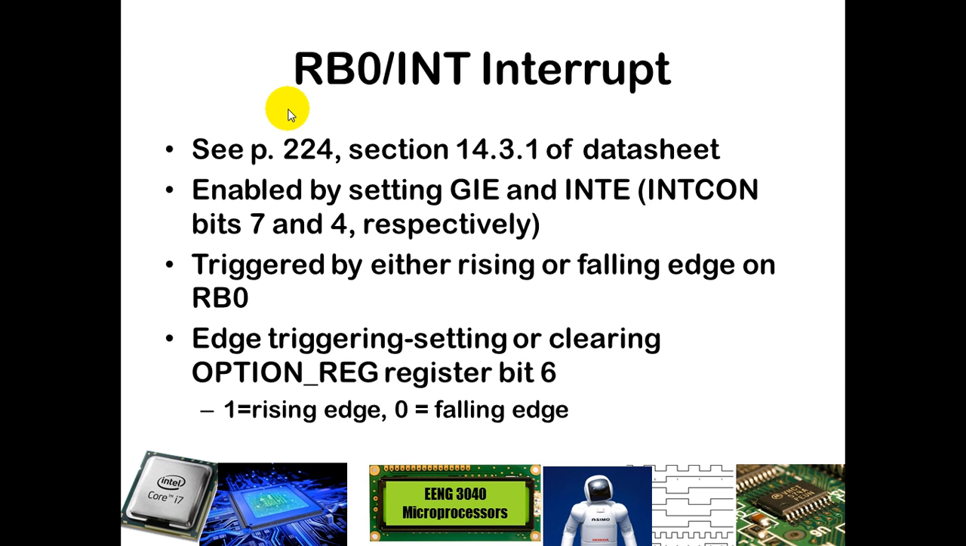So the RB0 interrupt, sometimes called the external interrupt, you can read about on the data sheet on page 224, or section 14.3.1. In order to enable it, obviously you need the global interrupt enable bit set high, and you also need the INTE, which is in INTCON bit 4, in order to enable that particular interrupt. And you can choose whether you want it triggered on a rising edge of port B bit 0 or a falling edge, and that triggering is selected using the option register in bit 6. If you make that a 1, then the external interrupt will be triggered on a rising edge, that is a 0 to 1 transition of port B bit 0. If you make it a 0, then it will be triggered on the falling edge.